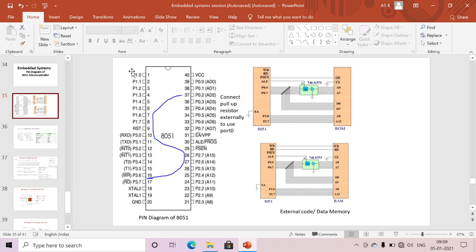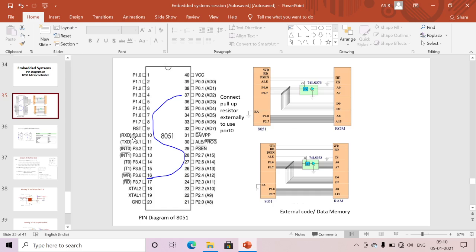First one is port 1. Port 1 has only input and output functionality. Either we can connect a switch or LED or LCD; for that purpose we can use port 1. There are no special functionalities, just input and output. Next one is reset. If I want to restart the execution, for example, if my microcontroller is executing at memory location 1000 and I want to reset back to 0, I can use this reset pin.